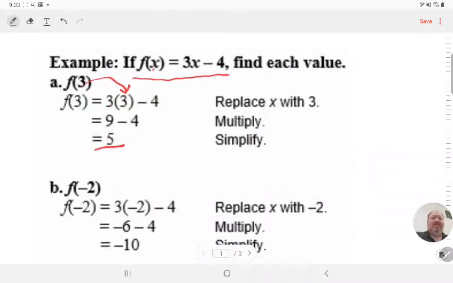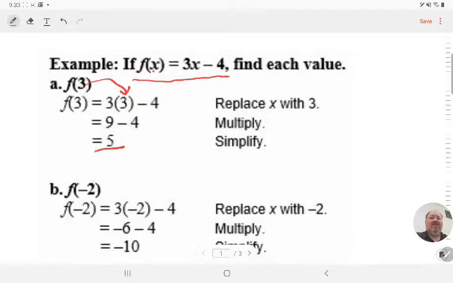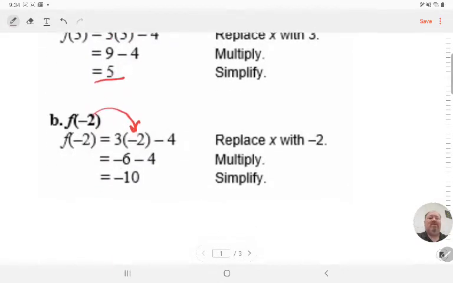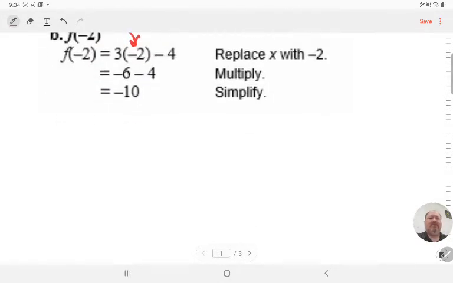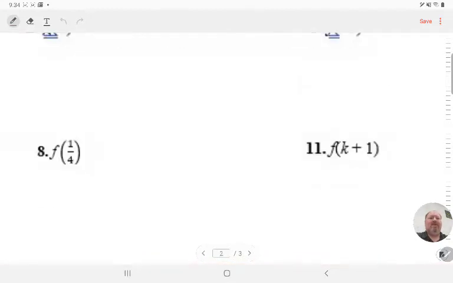Let's look at negative 2. Again, everywhere there's an x, I'm going to replace in a negative 2. So 3 times negative 2 minus 4, and then we just simply are using order of operations. Negative 6 minus 4 is negative 10. So f of negative 2 equals negative 10. Okay? That's all there is to it.